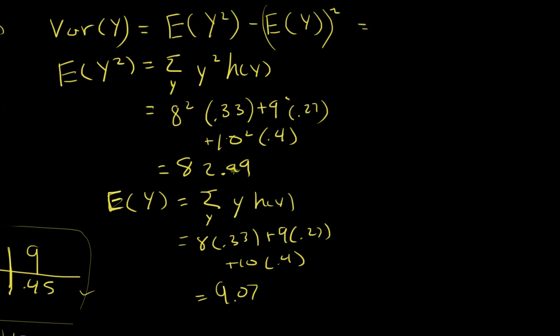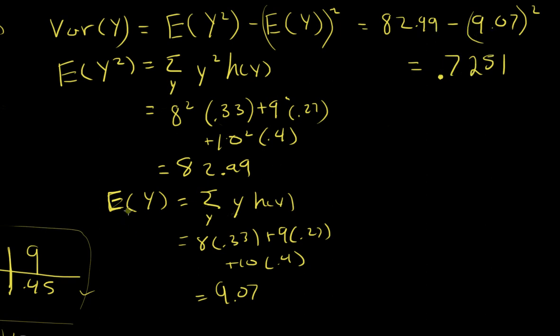So now you get ready to plug it into this equation over here. So this is 82.99 minus 9.07 squared. So 82.99 minus 9.07 squared, and you get 0.7251. Alright, you should always end up with a variance that's positive. If your variance is not positive, that's not good.